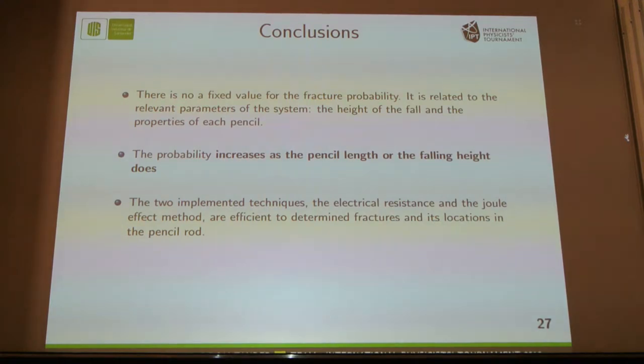as they do so. And as a third conclusion from the proposal, we propose the two methods, the electrical resistance one and the yield effect, that are actually efficient to determine the fractures, but not just the fractures, also the breakage that the pencil has on the drop.